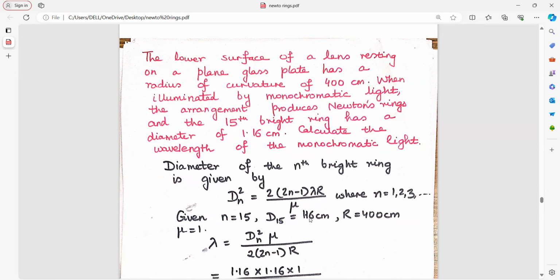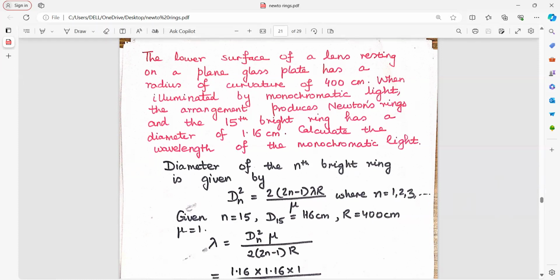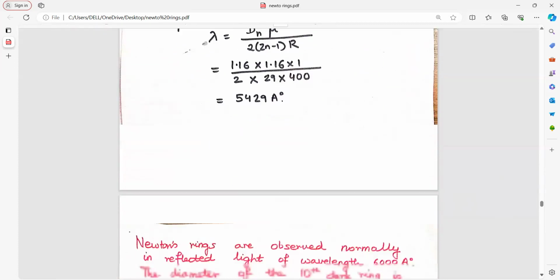It is 1.16. So the diameter of the nth bright ring is Dn square is equal to 2 into (2n minus 1) lambda R upon mu. N is 1, 2, 3. You have been given n as 15, the 15th bright ring. D15 is this much. R is 400, the radius of curvature. Mu equal to 1, that means no medium. It is simple air here. Put the values and you get your answer.